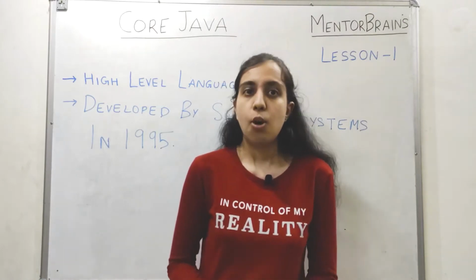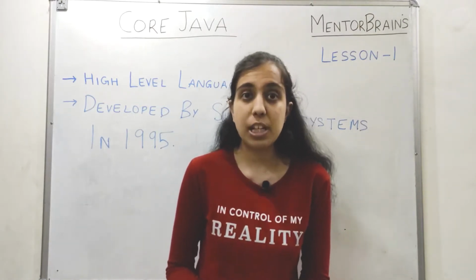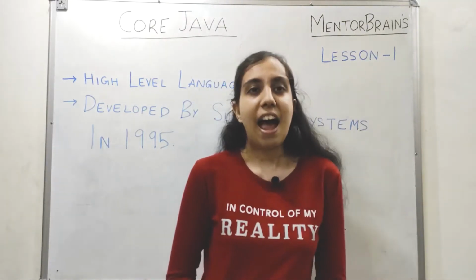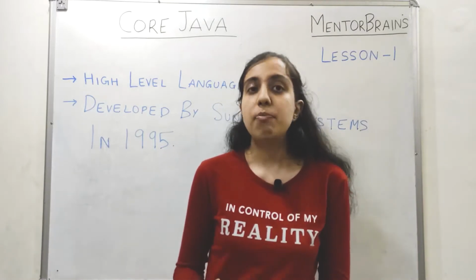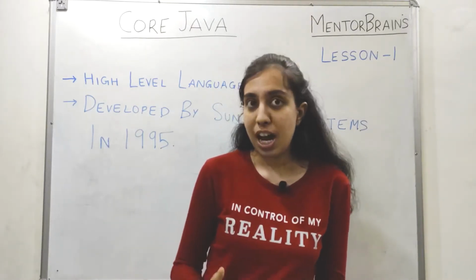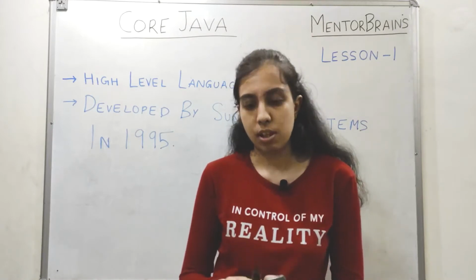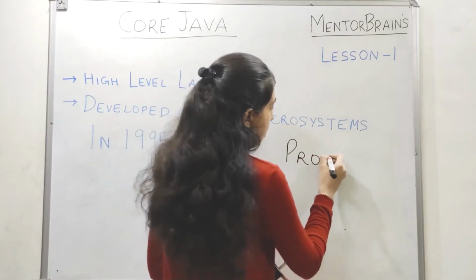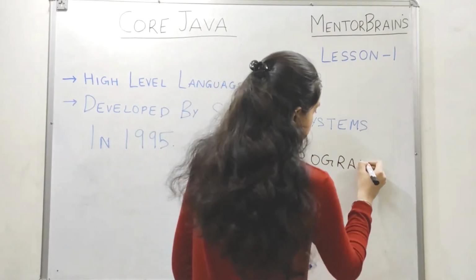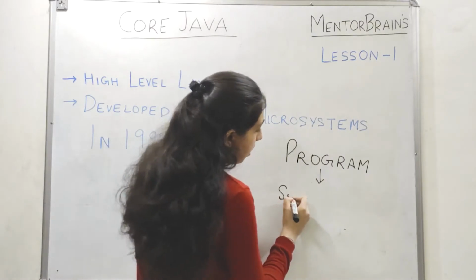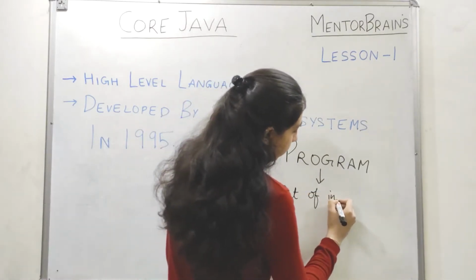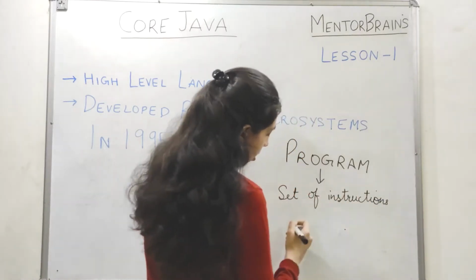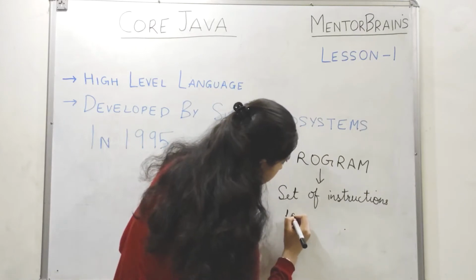Now, the thing is, why do we need programming languages? Why do we need to program? You know, a computer runs on softwares. And softwares are developed when we program, and these programs are developed through programming languages. Let's understand what is a program. A program involves a set of instructions which are given to the computer for a task.